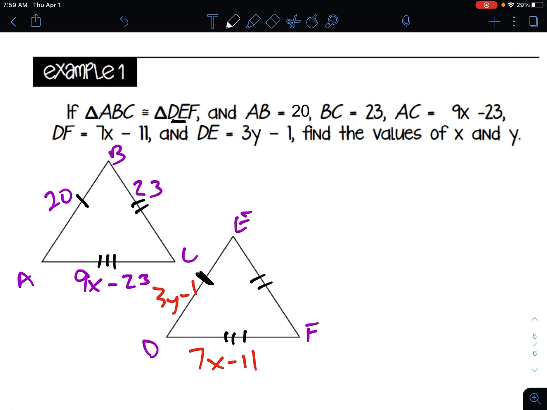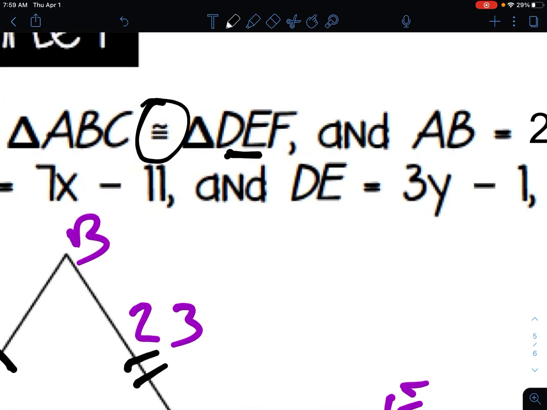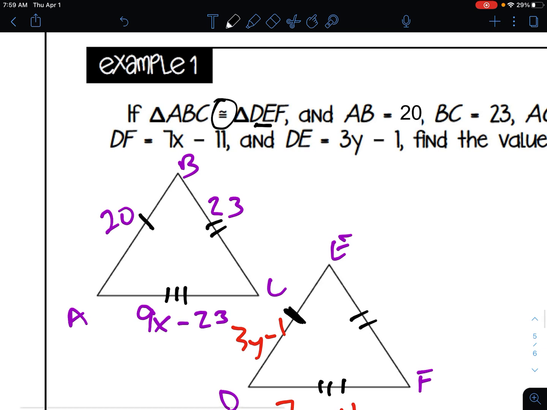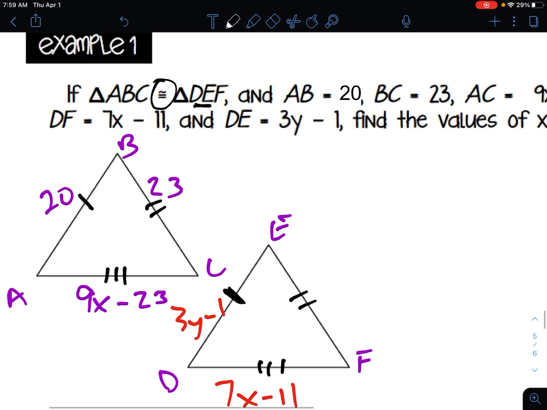Okay? Now we got to find the values of X and Y. Well, what do I know? It says right here, these triangles are congruent. So I know the parts that correspond together, the ones that we just marked up, are going to be congruent. So I know A to B, which we said corresponds with D to E, are congruent. I can take the two values, set them equal to each other.